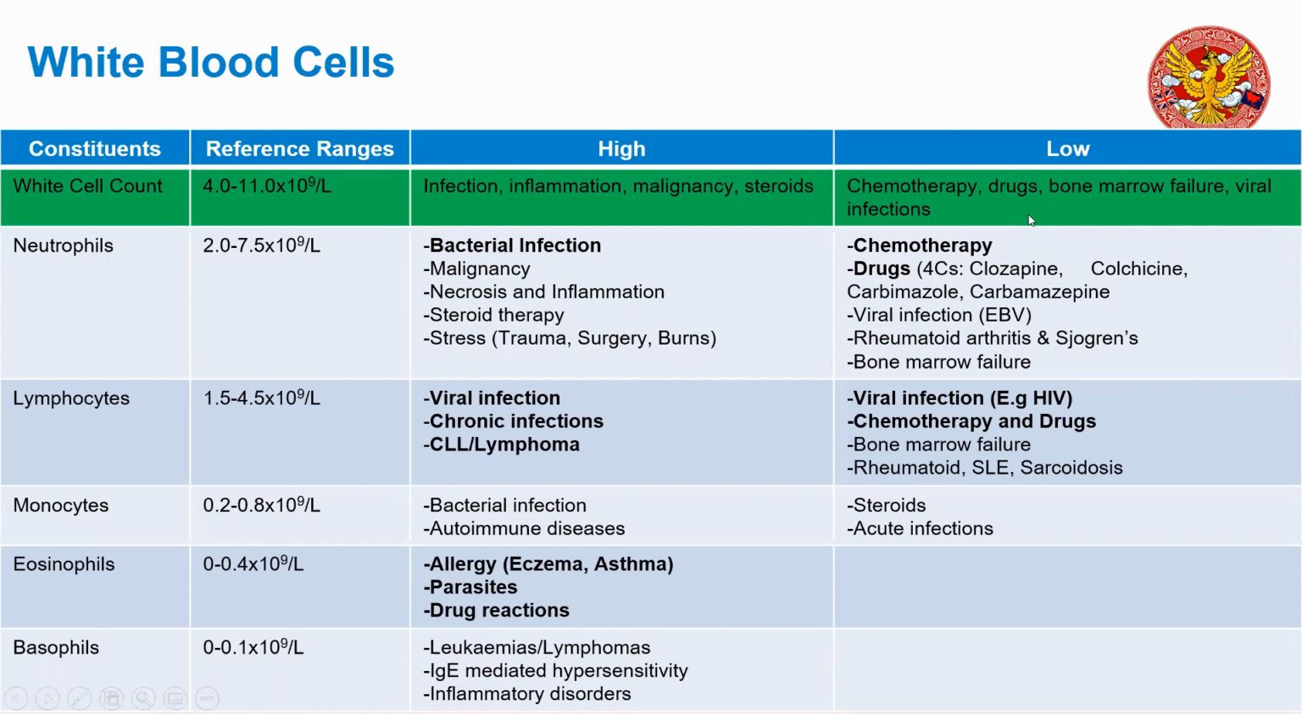Generally, in terms of low white blood cell count, they tend to be quite similar. Chemotherapy, immunosuppressive drugs, and bone marrow failure are the more common ones.